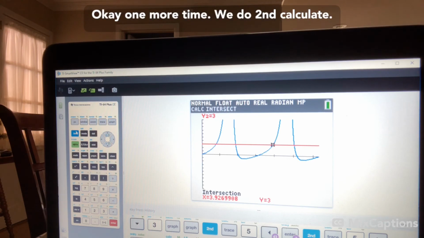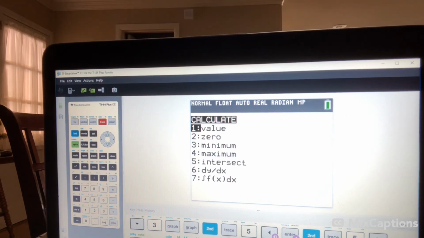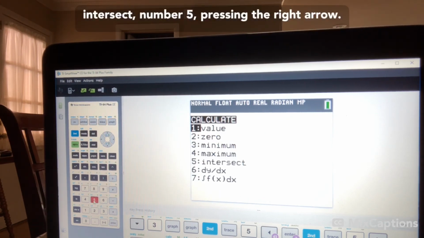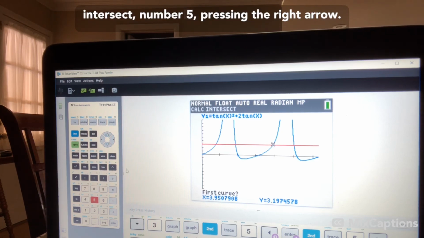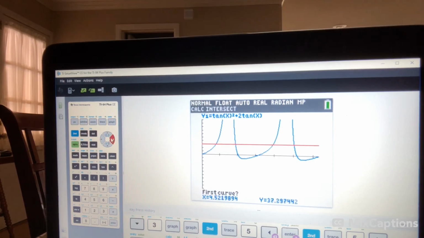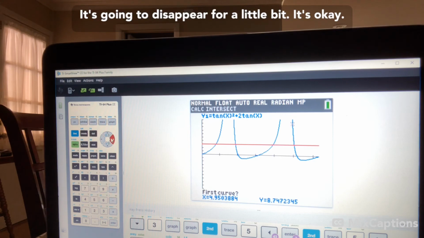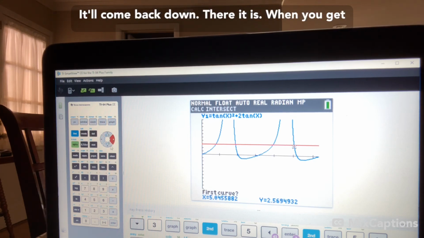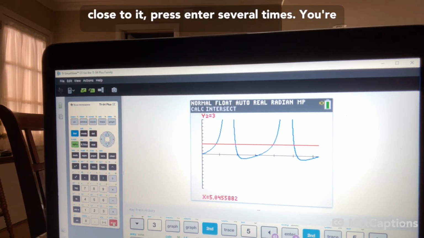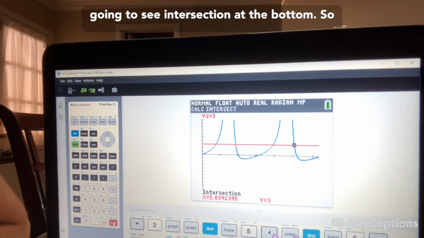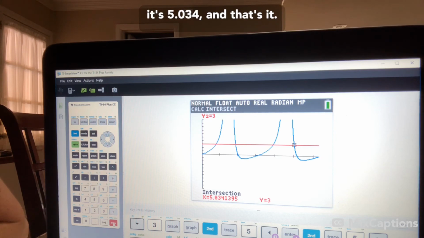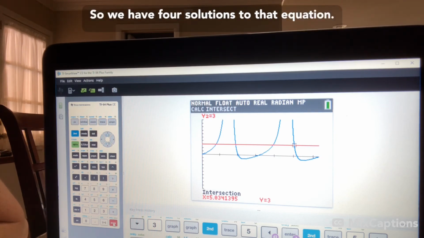Okay, one more time. We do second, calculate, intersect, number 5. Pressing the right arrow. It's going to disappear for a little bit. It's okay. It'll come back down. There it is. When you get close to it, press enter several times. You're going to see intersection at the bottom. So it's 5.034. And that's it. So we have 4 solutions to that equation.